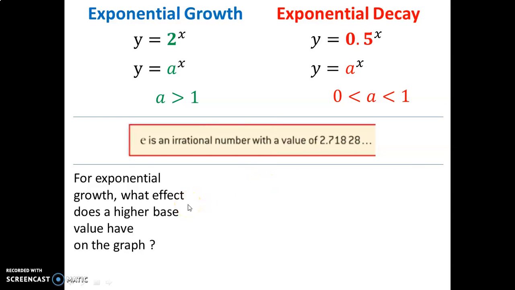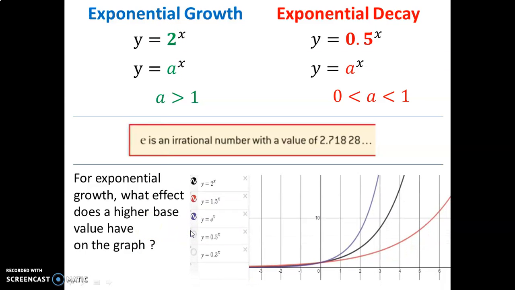And I have another question for you. For exponential growth, what effect does a higher base value on the graph have? Okay, so if you have a bigger base number, for example here, exponential growth, if this was a 2 compared to a 3 or 4, split that in decimals, put different bases here, 3, 4, 5, what effect does that have on the graph?